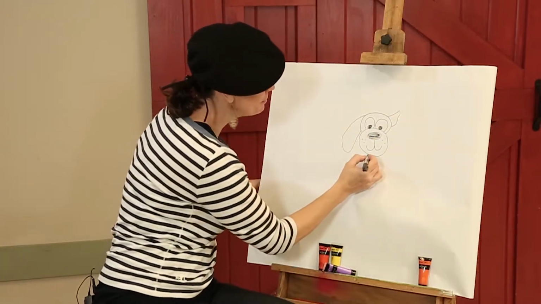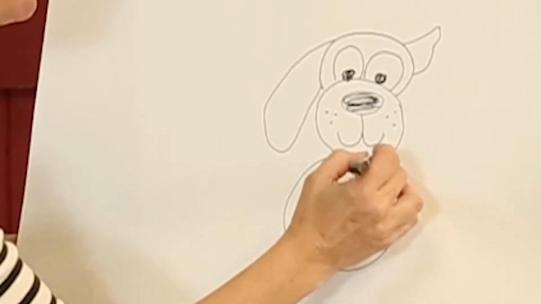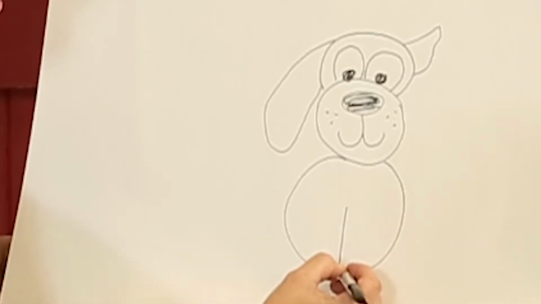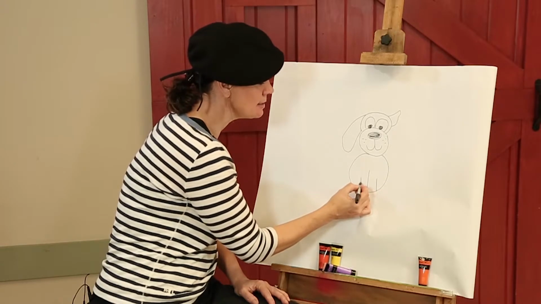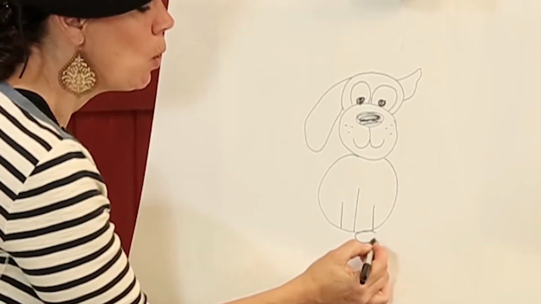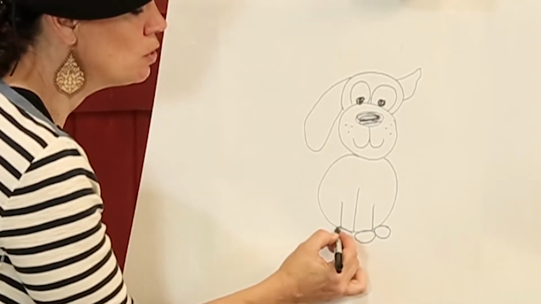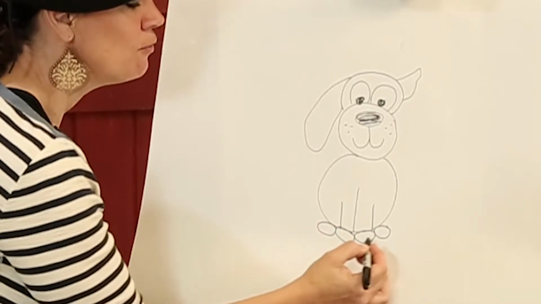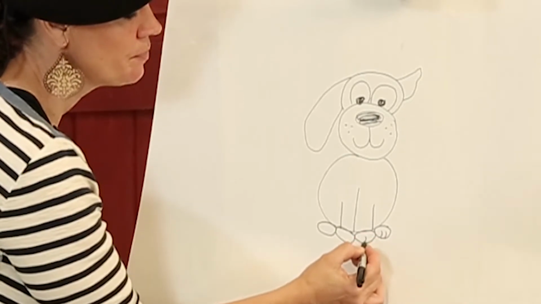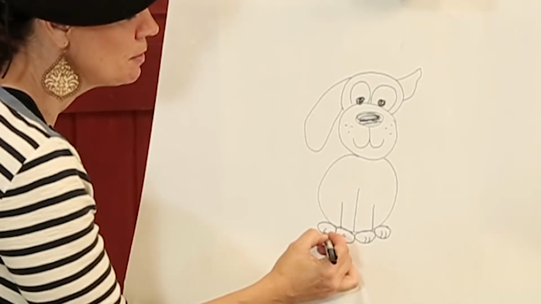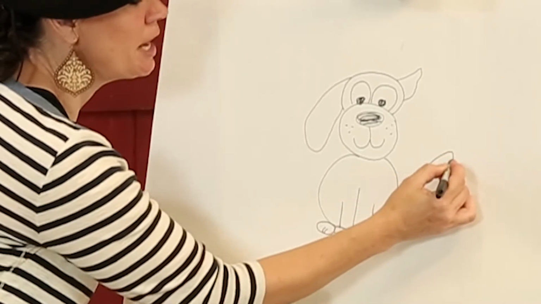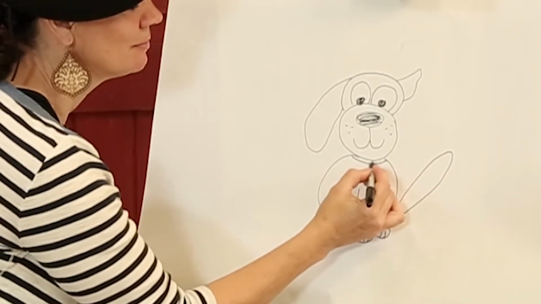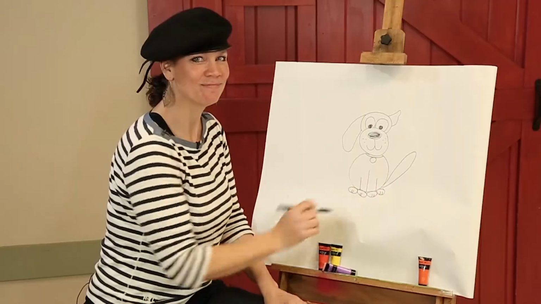Let's do the body. Just a circle. One long line, two short lines. One, two, three, four circles. Make the nails. Don't forget your tail. And a collar. Voila! A simple dog.